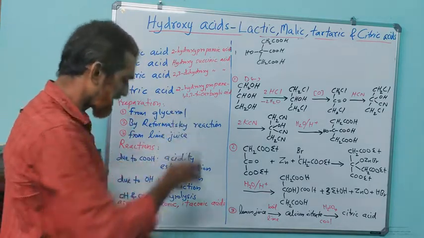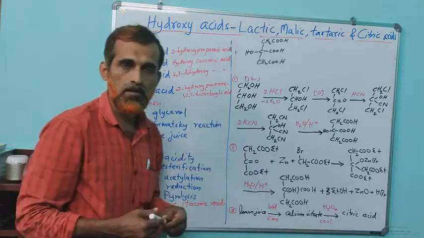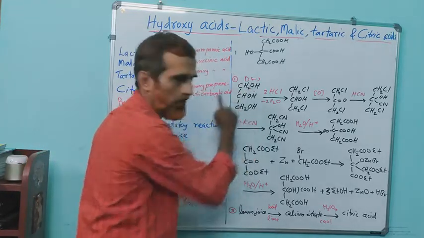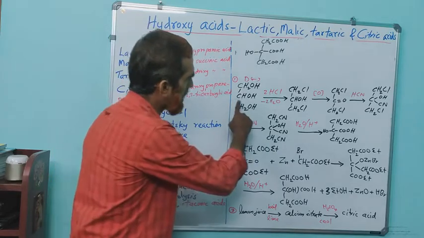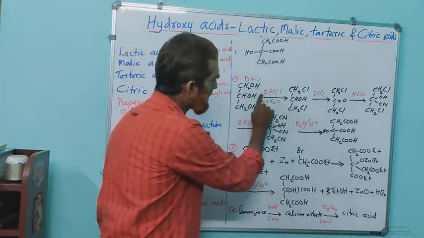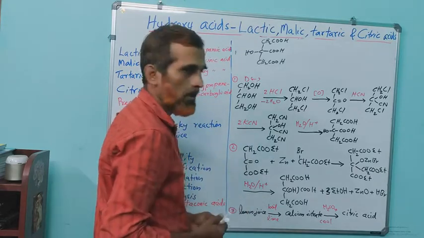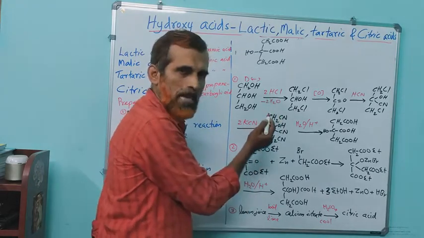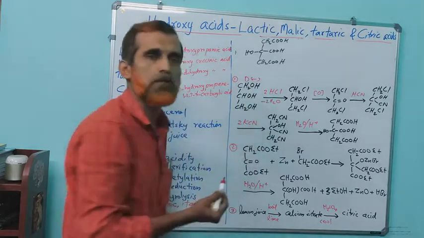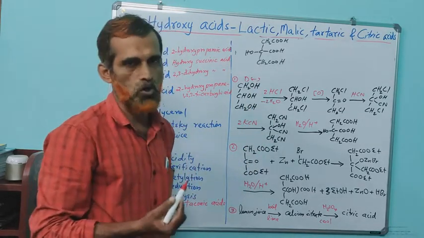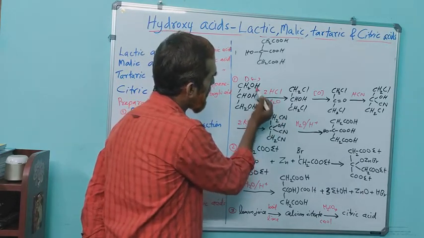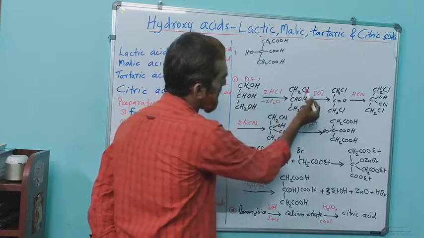First of all, from glycerol, reactions are here. Listen well. Glycerol is converted into citric acid. What is this route? First step, treated with HCl. What happens? The two primary alcoholic OH is substituted by Cl. You know the reaction of alcohols, substitution reaction. So it is minus 2H2O. So this and this OH get replaced by Cl.